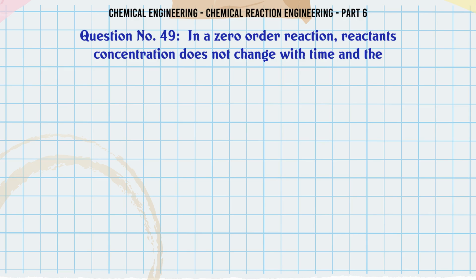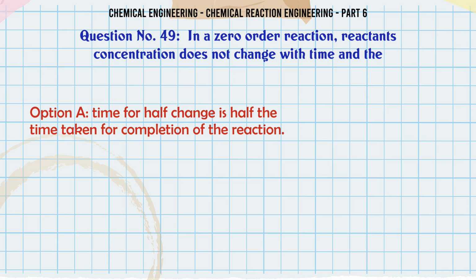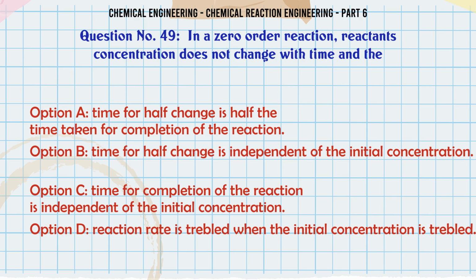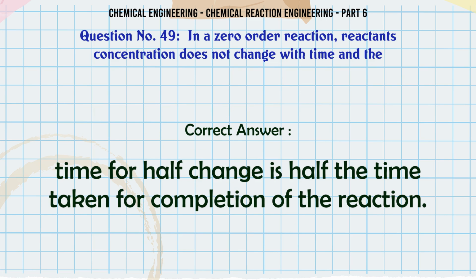In a zero-order reaction, reactants concentration does not change with time, and the A. Time for half change is half the time taken for completion of the reaction. B. Time for half change is independent of the initial concentration. C. Time for completion of the reaction is independent of the initial concentration. D. Reaction rate is trebled when the initial concentration is trebled. The correct answer is time for half change is half the time taken for completion of the reaction.